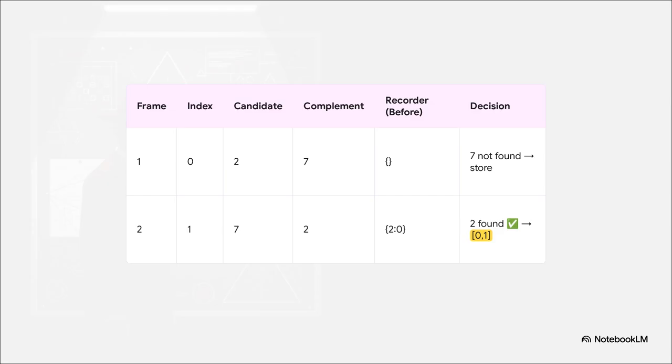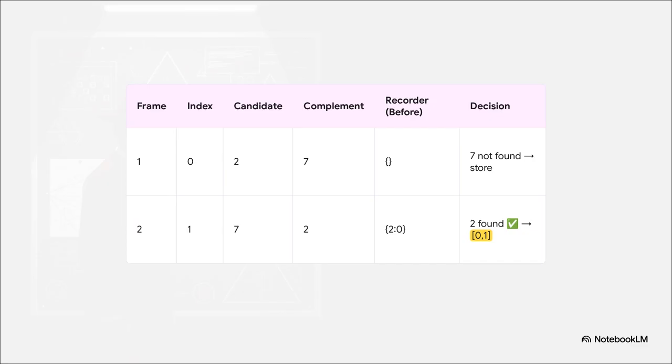Frame 1, our candidate is 2. We look for its complement, 7. In our recorder, it's empty, not there. So we store 2. Done. Frame 2, our candidate is 7. We look for its complement, 2. We check the recorder. And there it is. We found it. The answer is the current index, 1, and the stored index of our complement, 0.